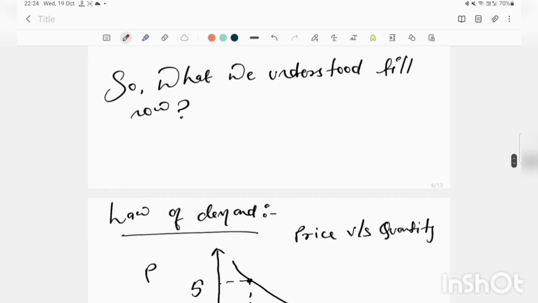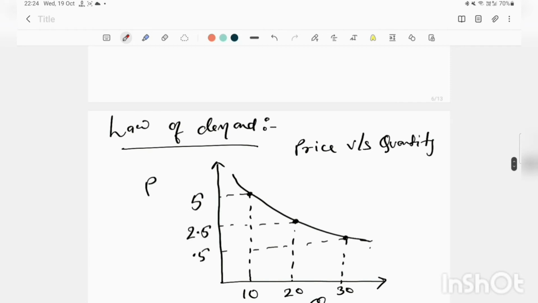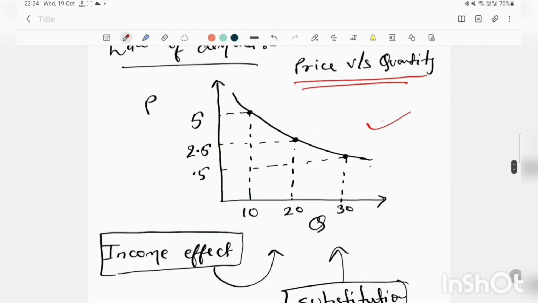So what we understood till now, we got to know about the law of demand, where there lies a negative relationship between the price and quantity demanded. We can also see from the graph why it is downward sloping, due to the three main reasons, that is law of diminishing marginal utility, income effect and the substitution effect.